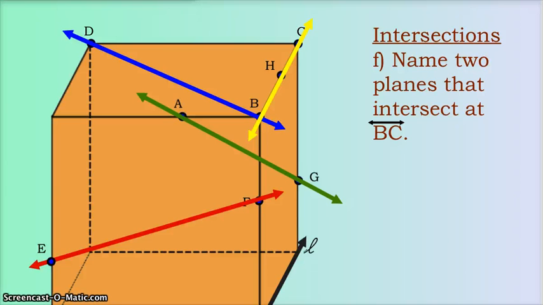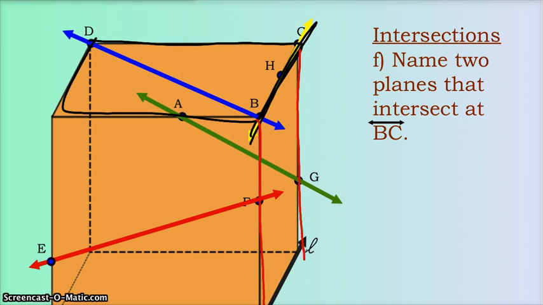Intersections. Intersection is where things meet. Your vocab talked about where lines meet. Here, though, we're talking about planes. Name 2 planes that intersect at BC. Line BC is here. It's our yellow line. So which planes helped us form that? The top plane formed it, as did the right plane. So the top and the right, but I want us to name them appropriately.